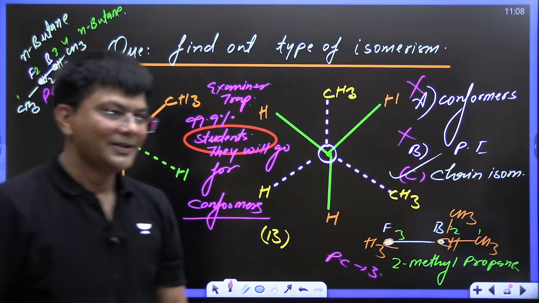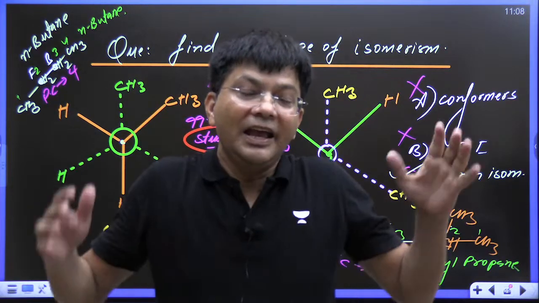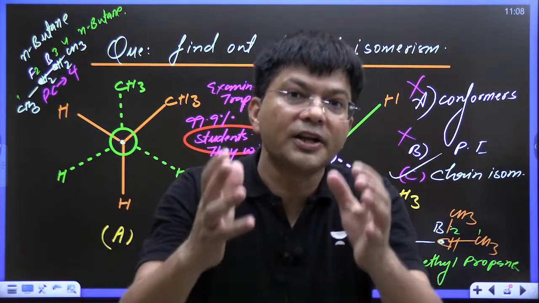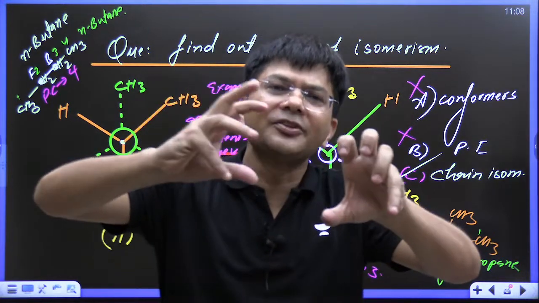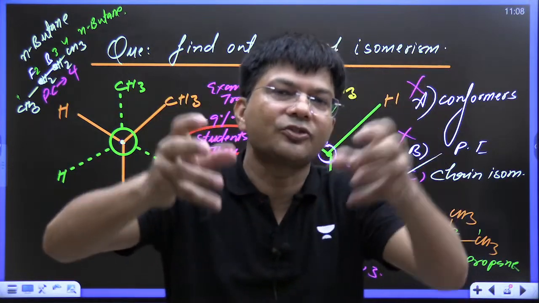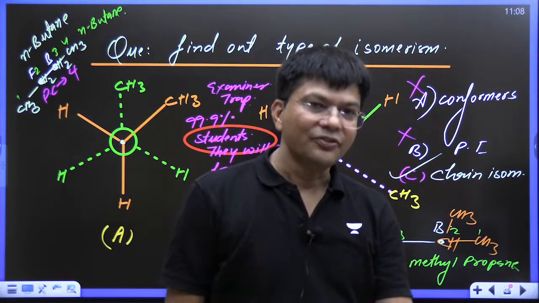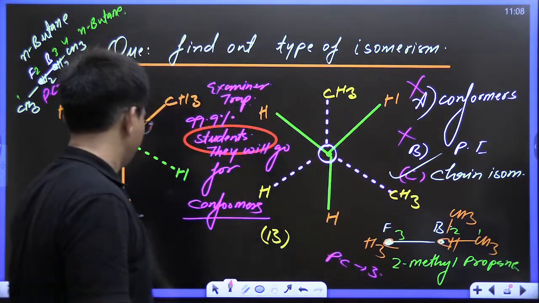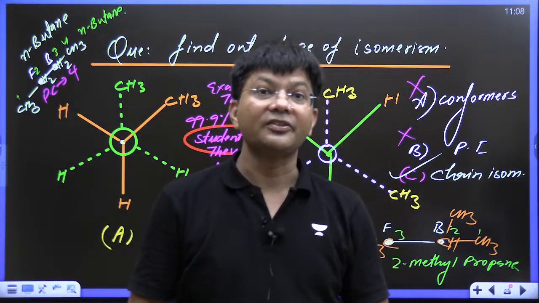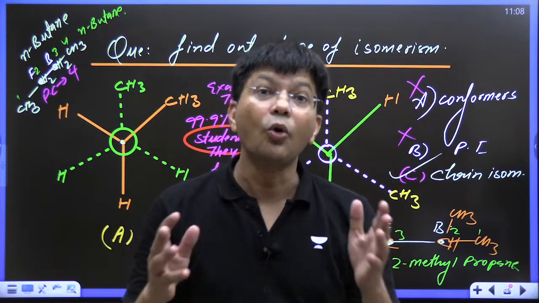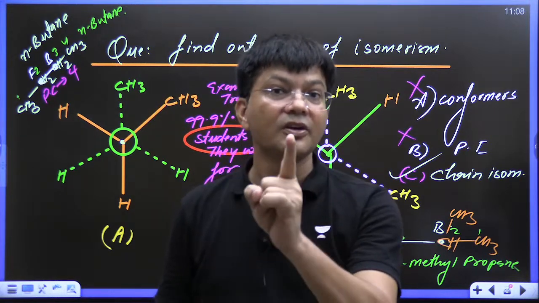Are you getting my point? If I buy this model from the market, there will not be free rotation, because the ball and stick models are completely joined. That's why this one is man-made. I made it just to explain it. Now see, kids, different conformational isomers are known as conformers or rotamers.